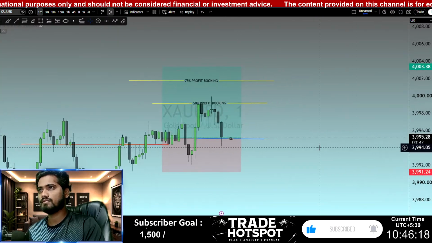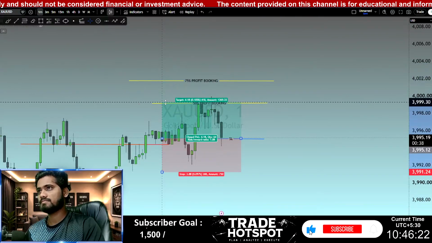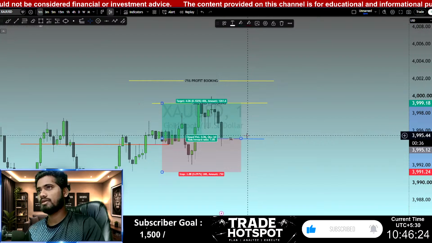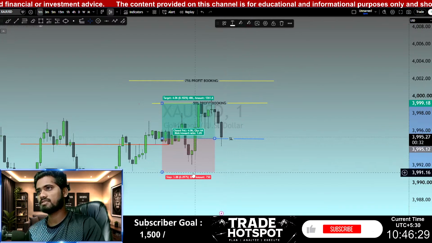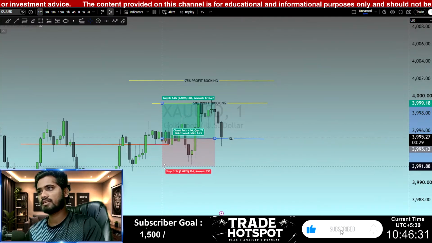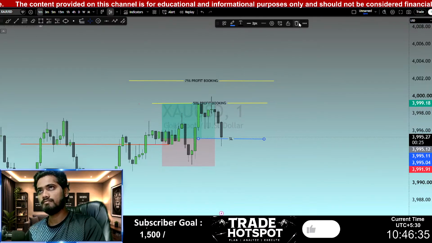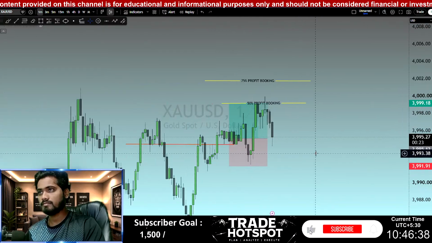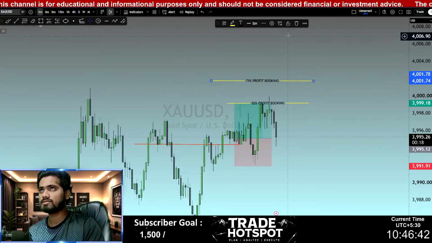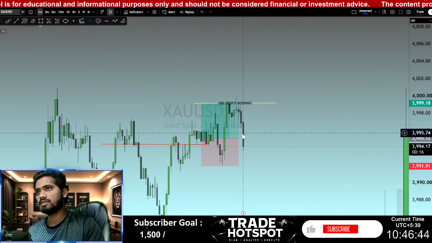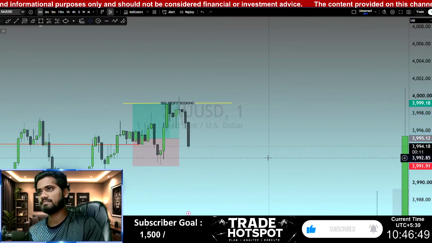You can book 50% only in this trade, so because of that I'm trying to ignore this trade, but it's fine, guys, it's fine. You're getting 50% in this trade. So our first trade is done here and we achieved 50% in this trade, so it's fine.